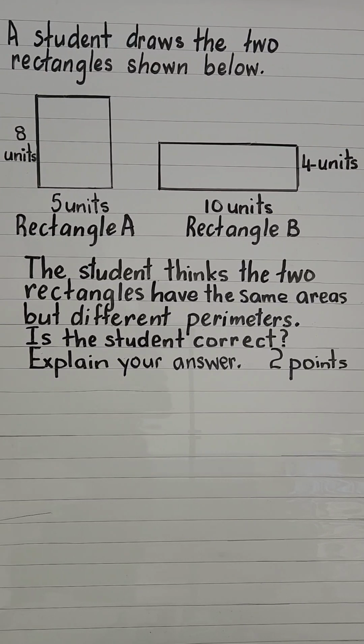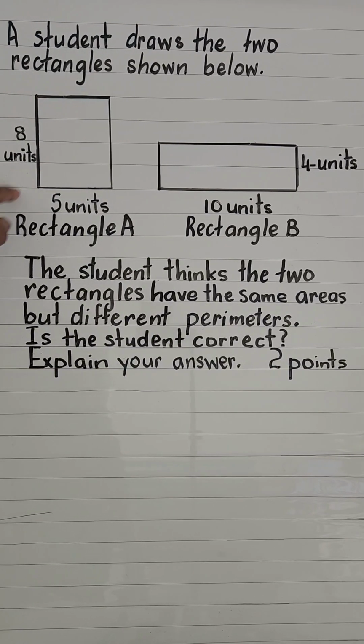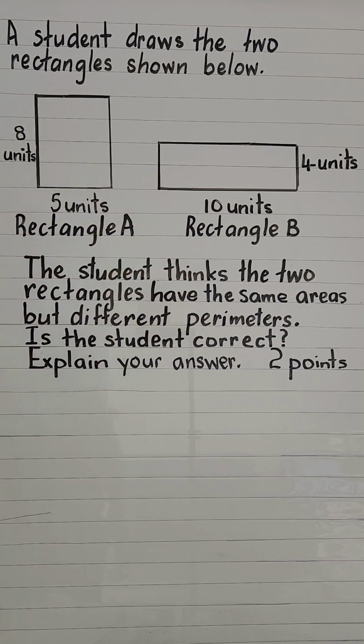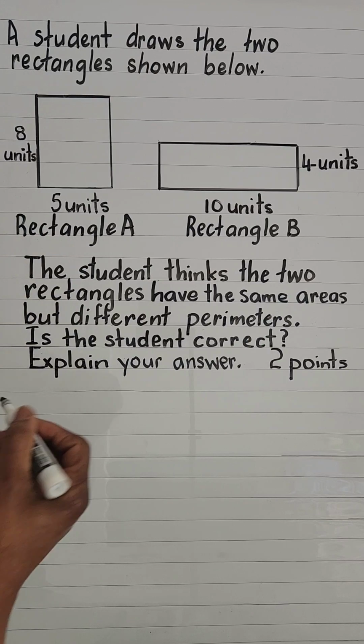So in order to get your 2 points, in your explanation, be sure to include the areas and the perimeters of the rectangles. So let's go step by step and follow along. First we're going to find the areas and the perimeters of the two rectangles. So let's start with rectangle A.